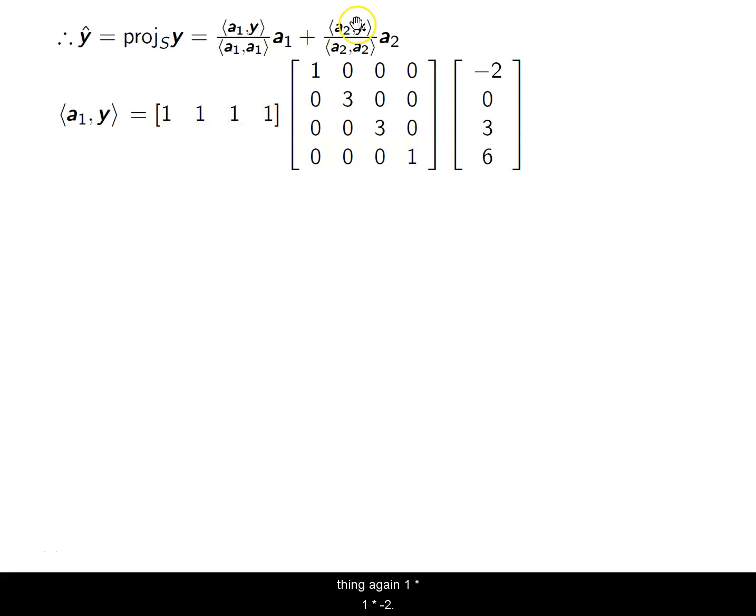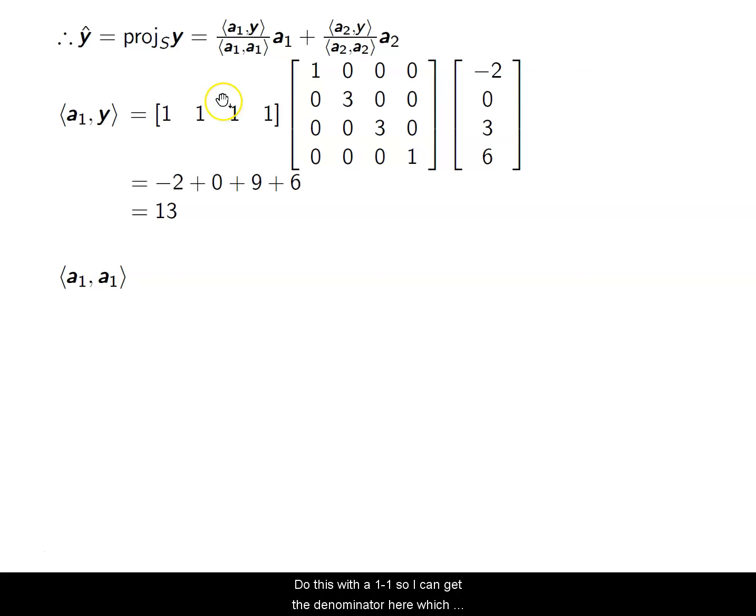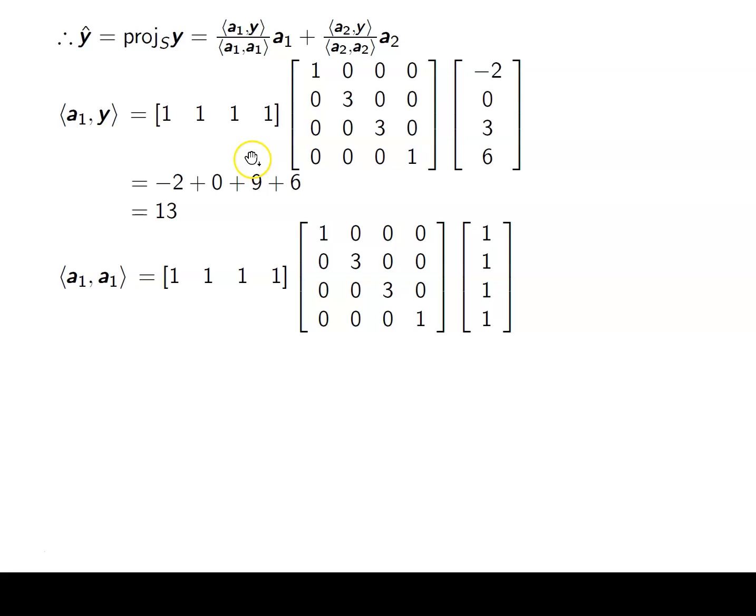So again, 1 times 1 times -2, 1 times 3 times 0, 1 times 3 times 3, 1 times 1 times 6. It's very easy to calculate these things. Add them all together because it's an inner product. It's like a dot product, but it's an inner product, and we get 13. I'll do this with A1 with itself so I can get the denominator, which will help normalize this vector in the projection. So 1 times 1 times 1, 1 times 3 times 1, 1 times 3 times 1, 1 times 1 times 1. You get 1 plus 3 plus 3 plus 1, and that's 8.